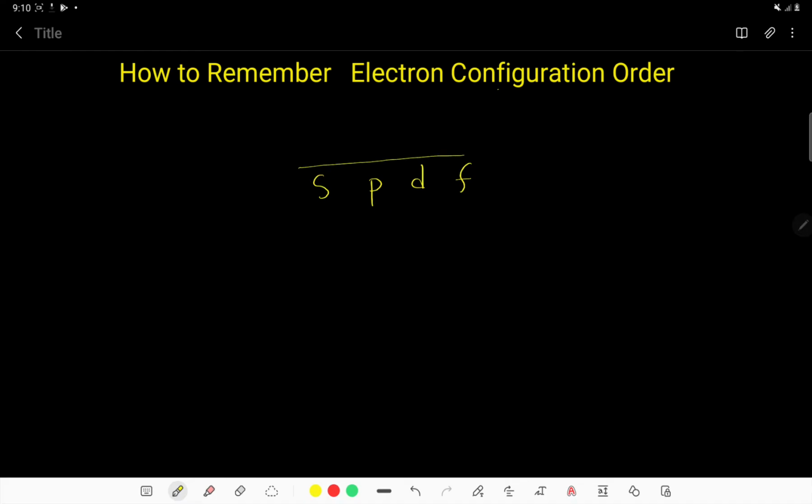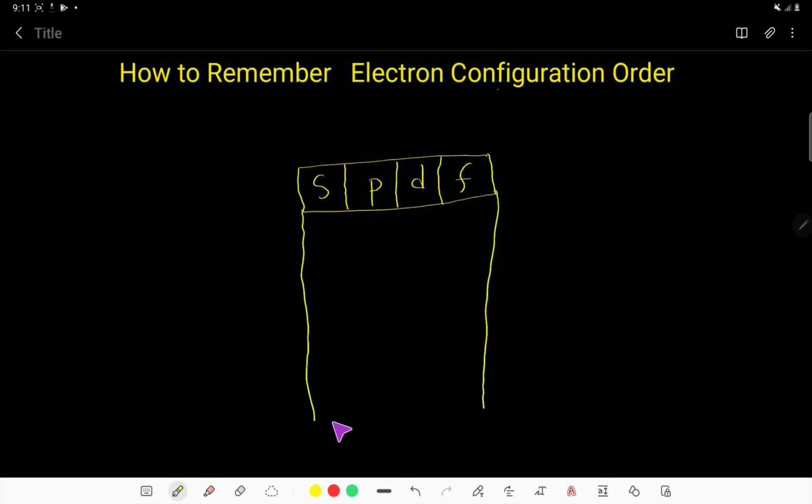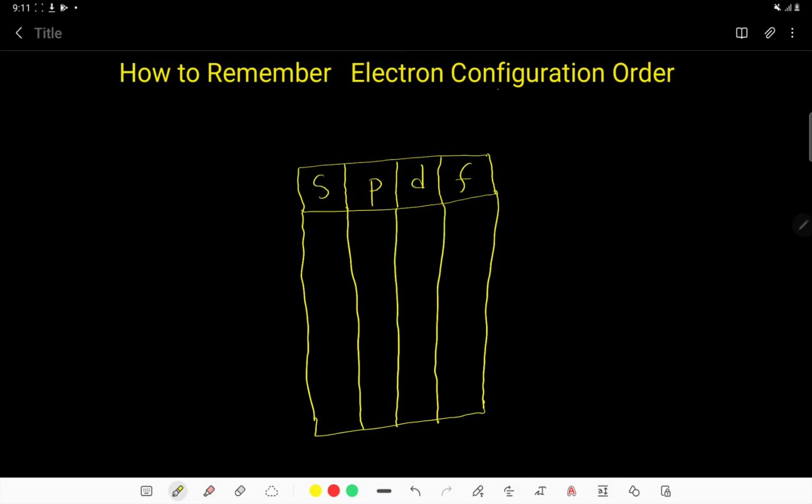So if you draw a box like this, then look, I will just take 4 boxes here for 4 sublevels, and then I will just expand this box. Look, I am just expanding this box. Okay, so now I can draw a line like this.